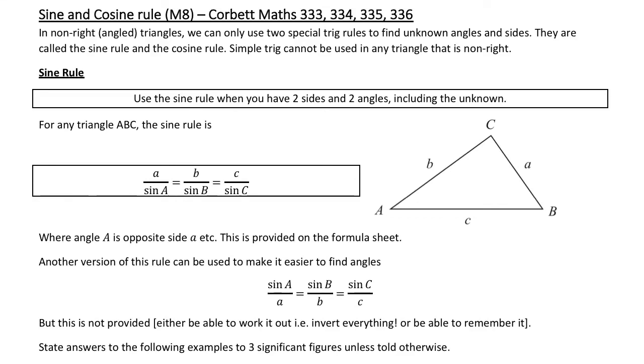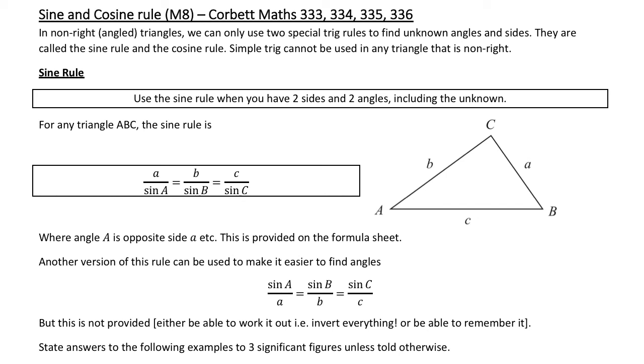In this video, we're going to look at the sine rule. So before, when we've looked at trigonometry, it's always been involving right angle triangles, whereas now we're going to be looking at non-right angle triangles. And we can still work out sides and angles, but we've got special rules for that. So the sine rule, we use that whenever we've got two sides and two angles, including the unknown.